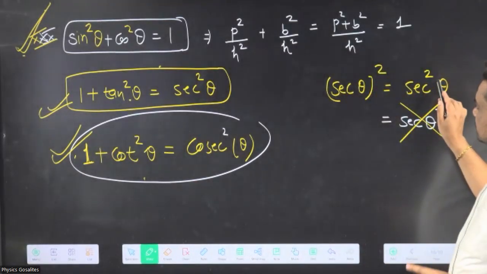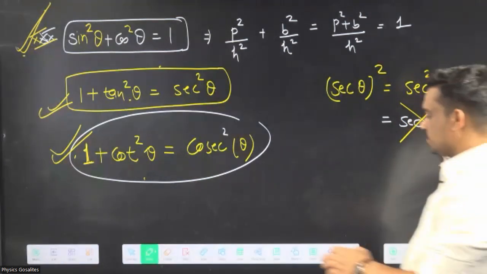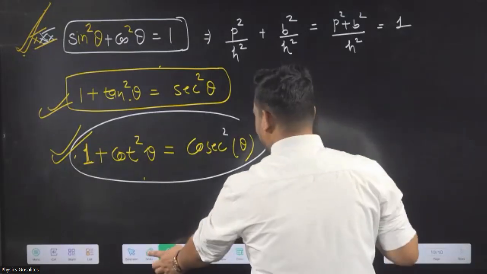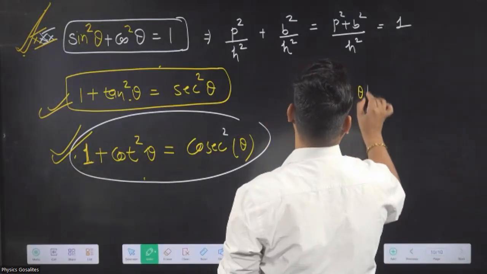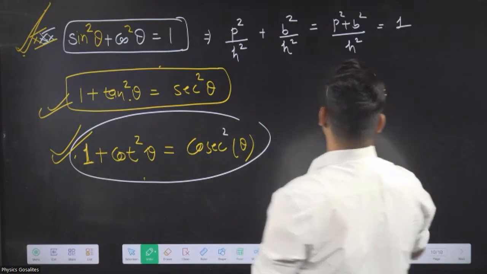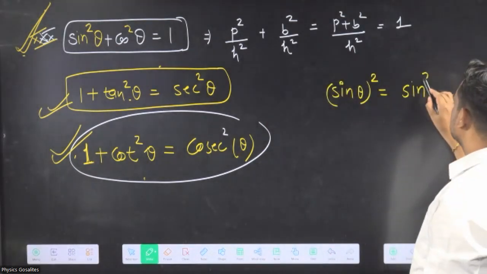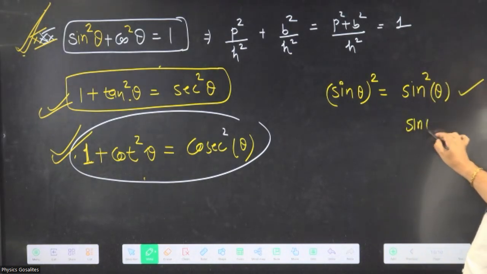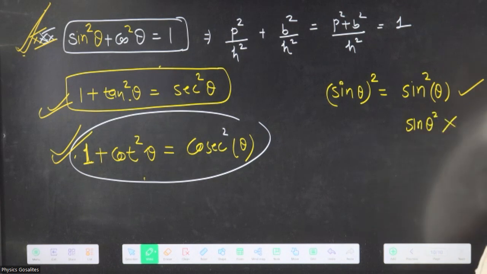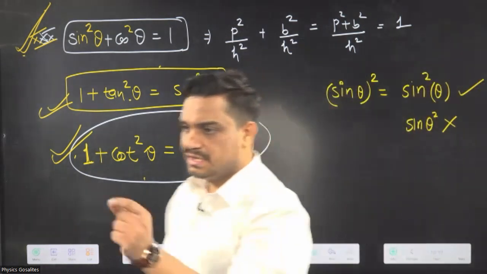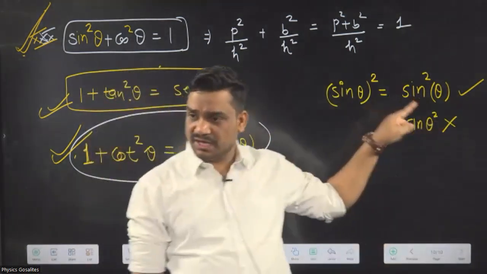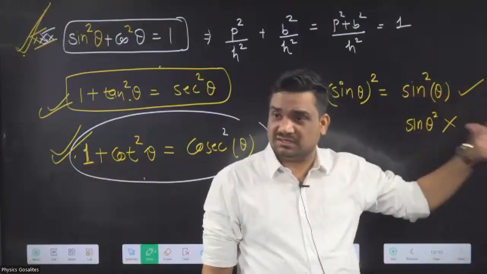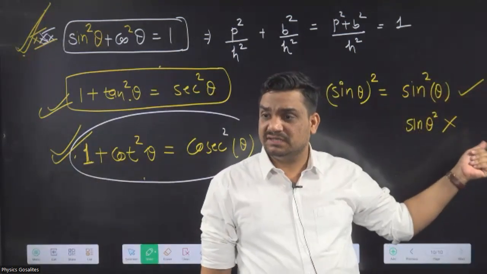Listen, here someone is having a doubt. When I am writing like this, listen: sine square theta. If I write sine theta whole square, then it will be written as sine square theta. Okay, it is correct. But if I write it the other way, it is wrong. Yes, Sri Chandana, this is what I am saying. It is sine square, the square of sine theta. It is not the square of theta.